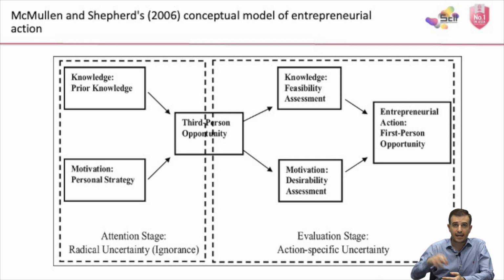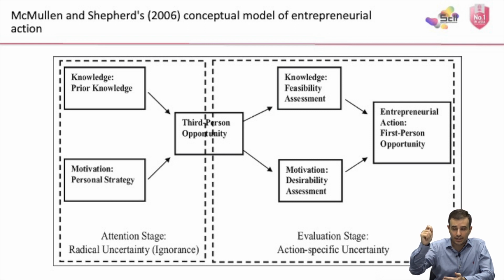But when we put ourselves in this conceptual model, at that point we move forward to the evaluation stage, which is the second stage of this conceptual model of entrepreneurial action. So this is when we start looking at this opportunity through our own lenses. And so from a knowledge perspective, we will do a feasibility assessment. So we are going to check if we are the ones able to solve that pain point in the market. And at the same time, from a motivation perspective, we are going to conduct a desirability assessment, which means that we check if we want to do that, if we really want to pursue that opportunity.